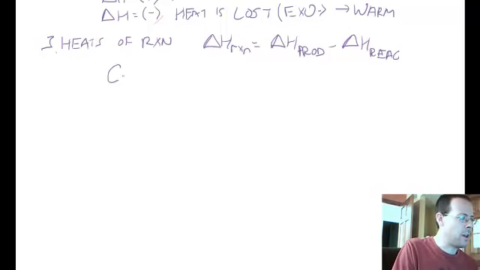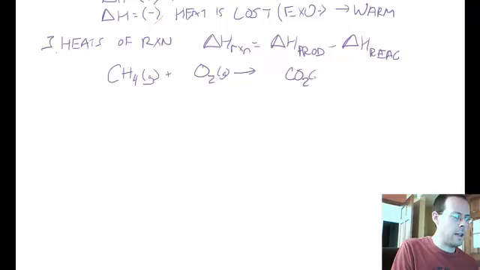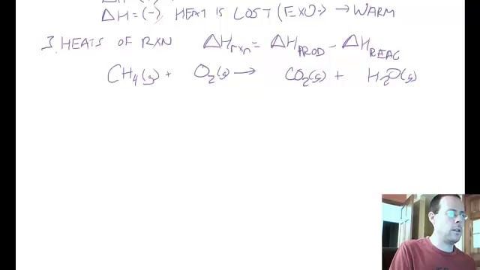If we have this equation, methane as a gas plus oxygen as a gas yields carbon dioxide as a gas and water as a gas. If we balance this, 2 C's, we need 2 waters and 2 oxygens. I think we're good. So 1, 2, 1, 2.